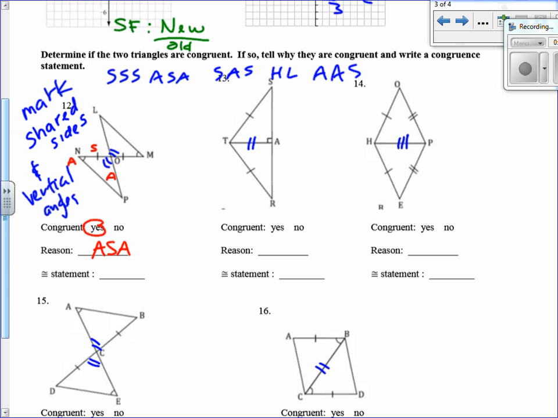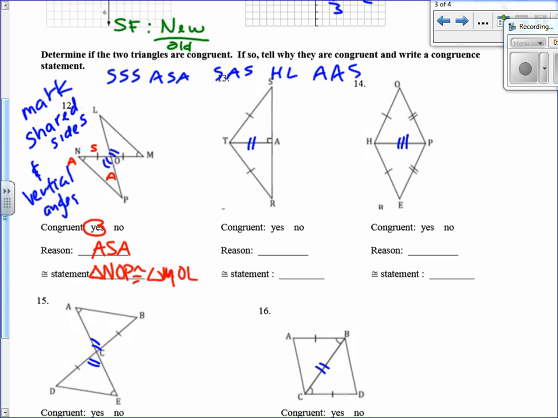And then the congruency statement, it doesn't matter how you name the first one, the second one depends on the first one. LOT congruent to triangle MOL. It has to be MOL.